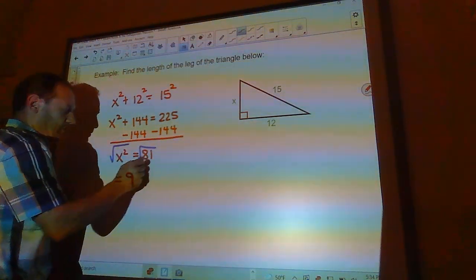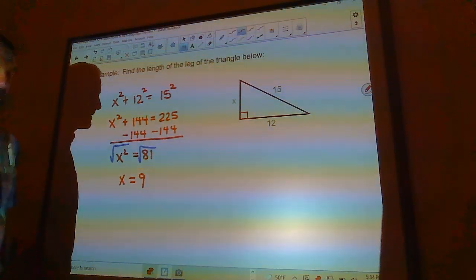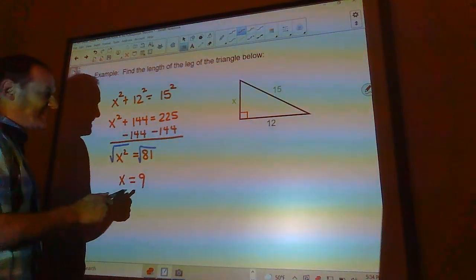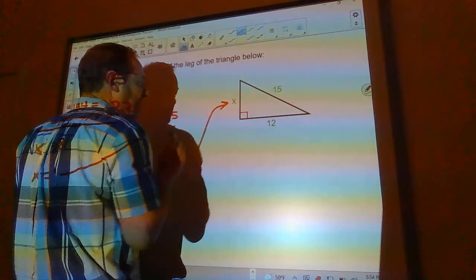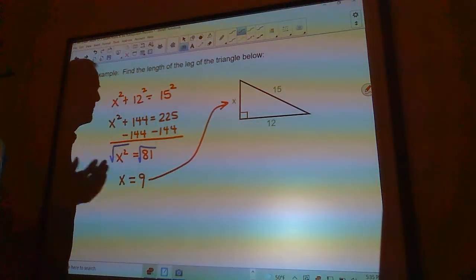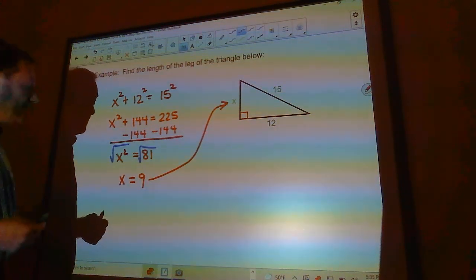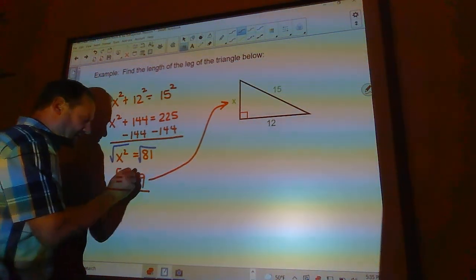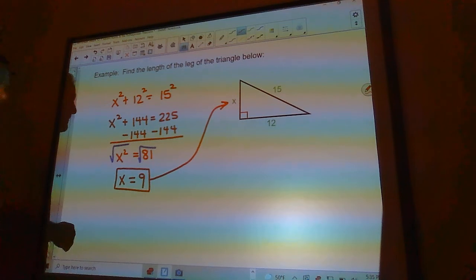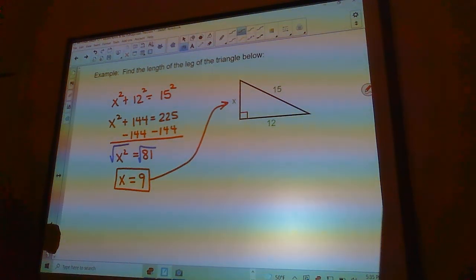Now, this was an equation. The answer is plus or minus 9. However, since this is the side of something, it's a distance, I get to throw the negative answer out because distance can't be negative. Okay, so it has an extraneous answer of negative 9. I just want the positive 9 answer.